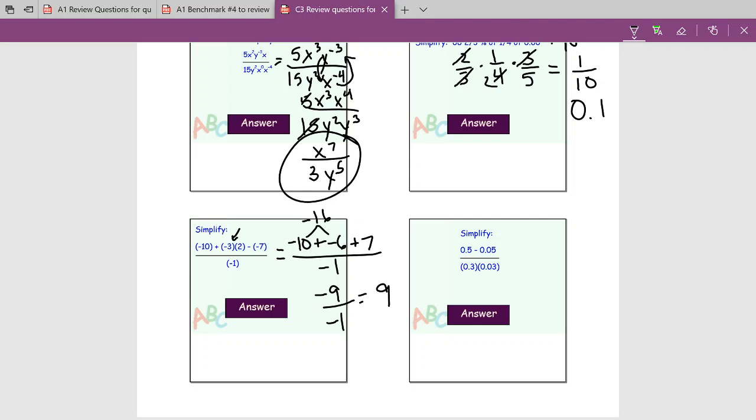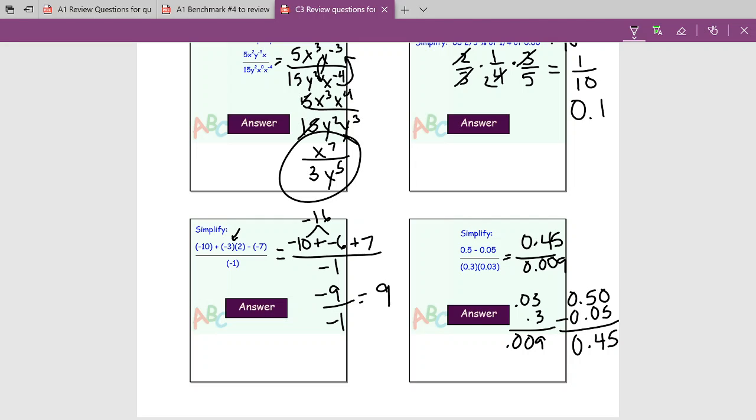Last one here. Let's multiply on the bottom first, and 0.3 times 0.03, I get 9 and 0, but I have to move the decimal 3 times, so I add that 0, so I get 0.009 on the denominator. And on the numerator, I am taking 0.5 minus 0.05. So add that 0, and we end up getting 0.45.